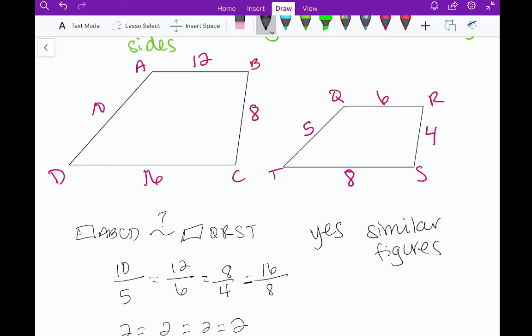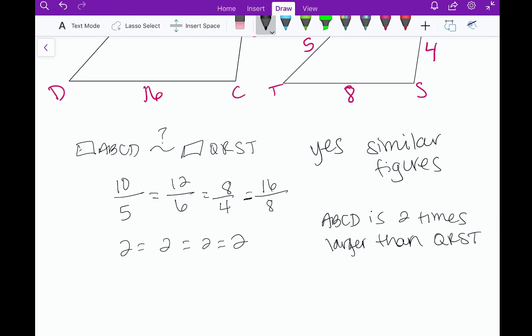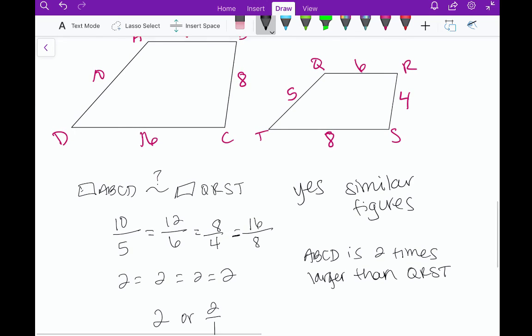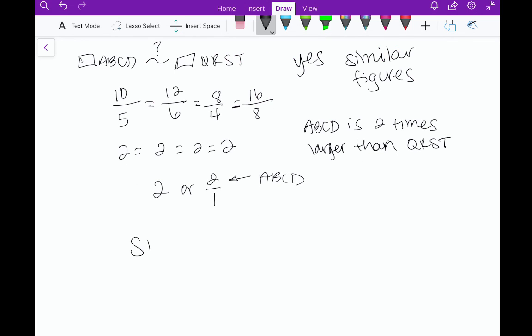And now it's asking, what is the scale factor? The scale factor is the factor by which the figure was dilated, meaning either made bigger or made smaller by a multiplying factor. And so obviously ABCD is larger than QRST. And so the factor from the small to the big is 2. So ABCD is 2 times larger than QRST. And so you could write that scale factor as 2 or 2 over 1. And you just have to be real careful that you pay attention to which one is the larger figure. Okay, and so this 2 corresponds to ABCD because it is the larger. So if your scale factor is 3/4, then this would be the larger that it would correspond to.